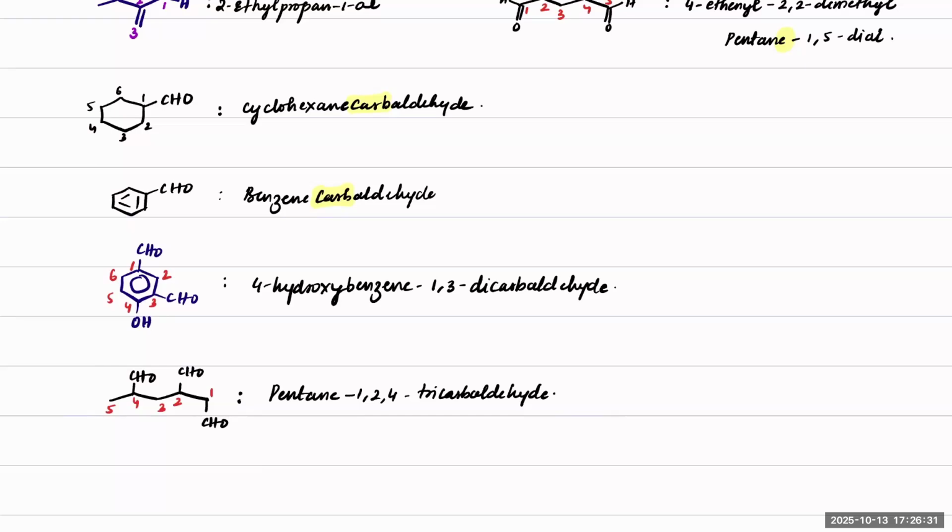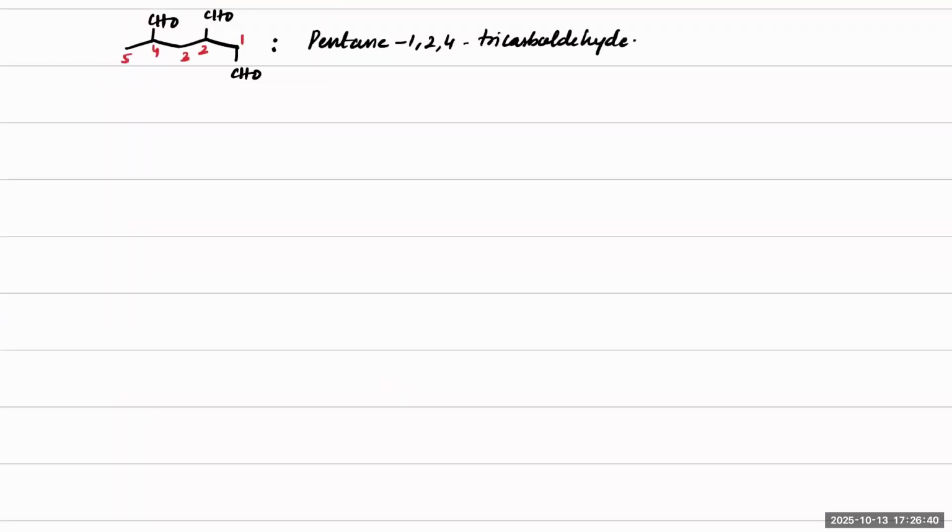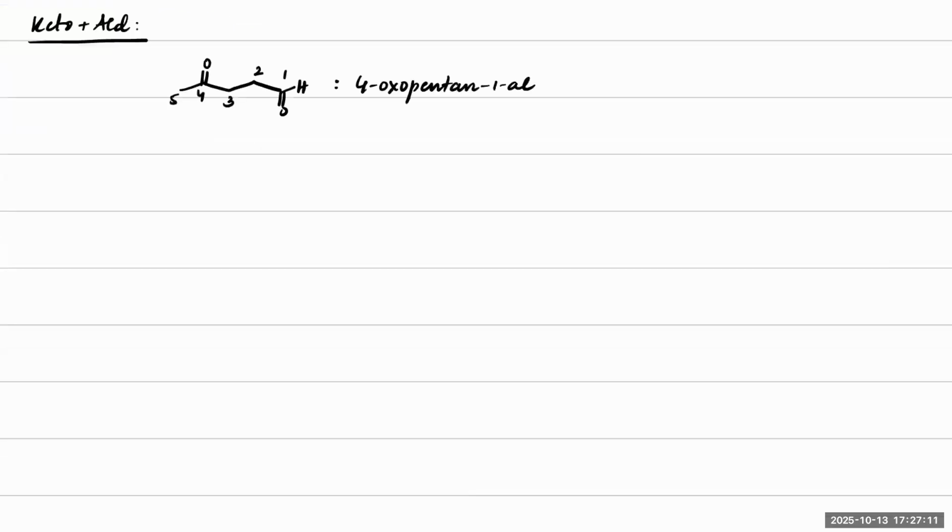Next. Ketone does not have that problem because ketone becomes a part of the ring itself. So ketone does not have that problem. But now notice keto plus aldehyde if you have, then how do we deal with it? So for example, if you have a ketone here and an aldehyde here like this, then you will number from here 1, 2, 3, 4, 5. So this will become 4-oxo or keto. You can use any word. 4-oxo. This is pentane. Okay. Pentane-1-al. Okay, pentanal. Like this.